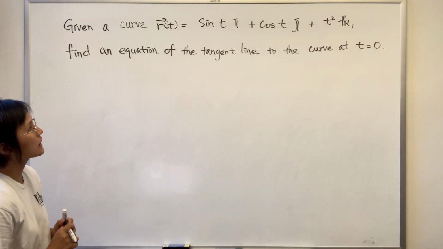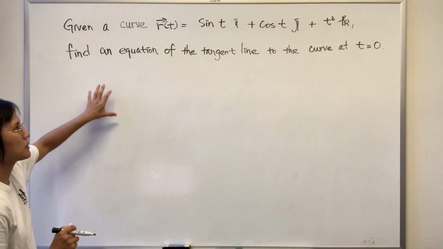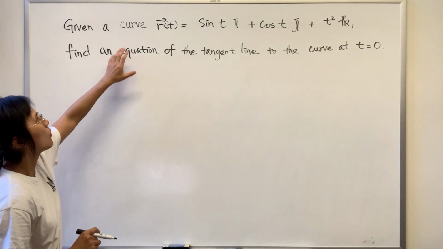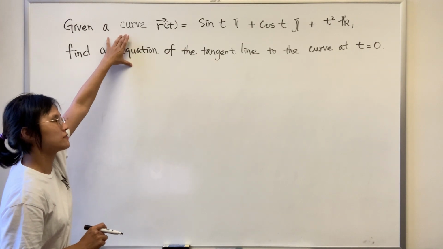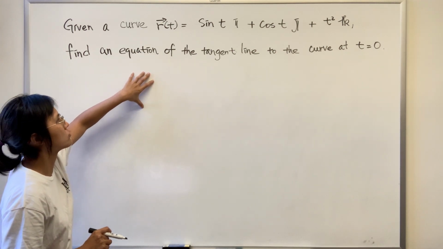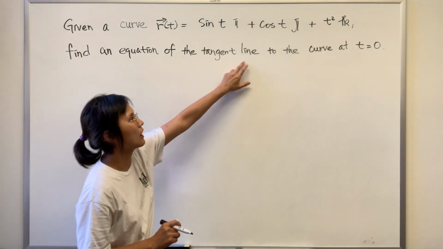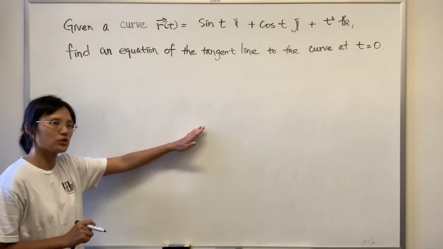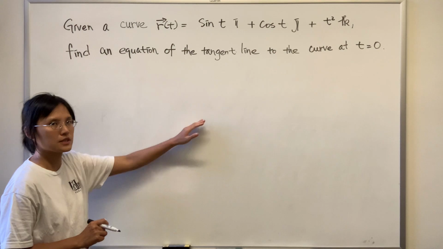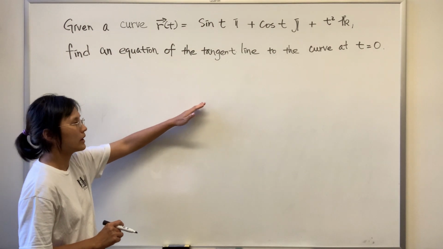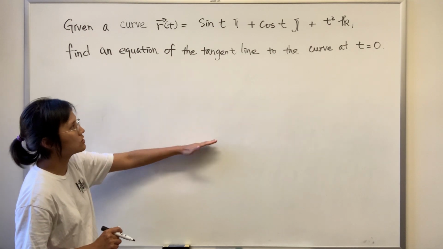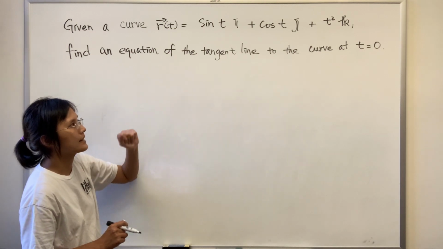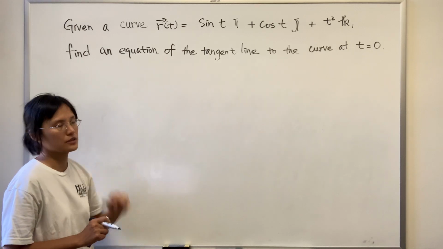Let's look at this problem. This problem tries to illustrate when you are given a space curve, how are we going to find the equation of the line tangent to the curve? So we learned how to use a parametric equation, a vector valued function, to express a line. And when you have a line that's tangent to a given curve, that's called a tangent line. Then how do we find the equations for this tangent line?